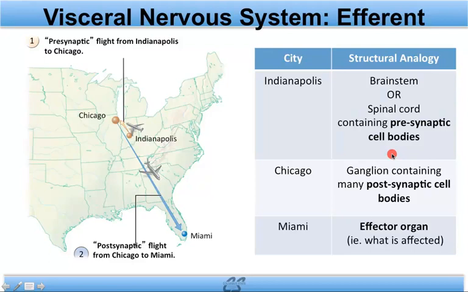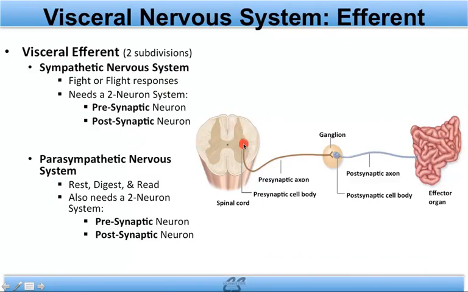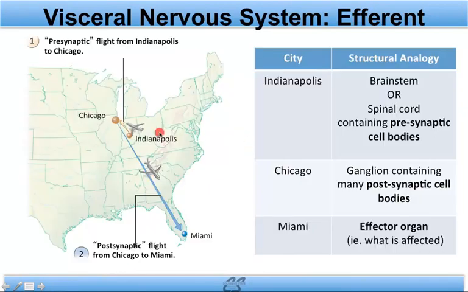So an analogy for this is sort of a connecting flight if you have a layover. So Indianapolis is the spinal cord. Maybe it's the brainstem, but in our case, we keep looking at the spinal cord. So that spinal cord will have presynaptic cell bodies. It's got a whole bunch of presynaptic cell bodies. And that presynaptic cell body sends its axon to Chicago. That's the first flight. Now, Chicago is analogous to the ganglion, a collection of postsynaptic or second flight neurons, right?